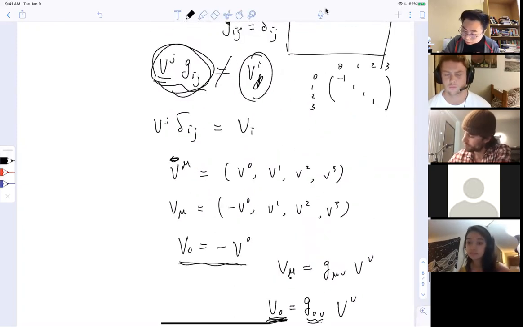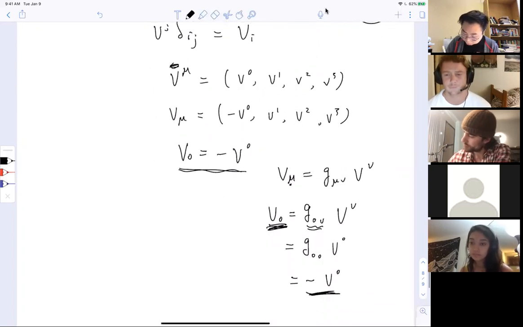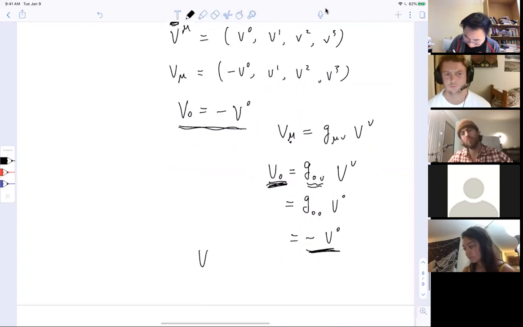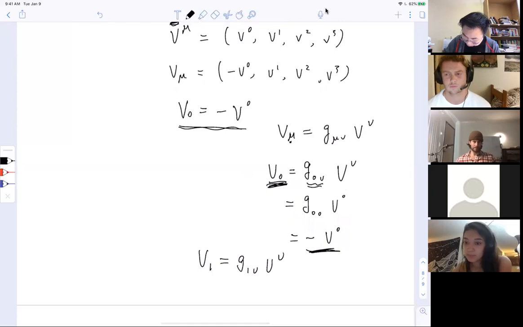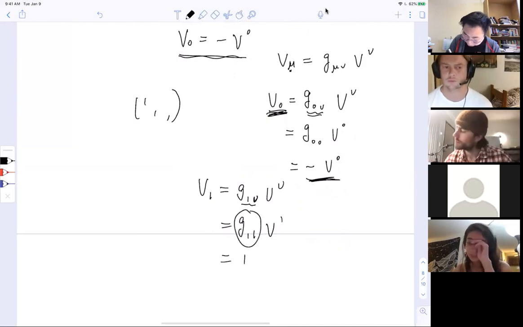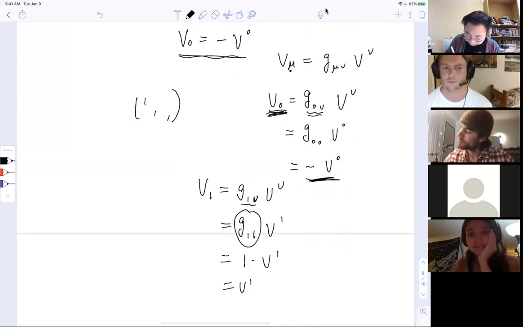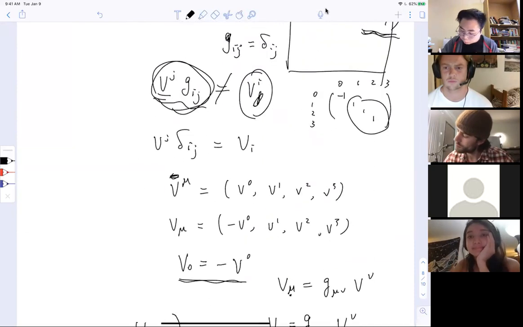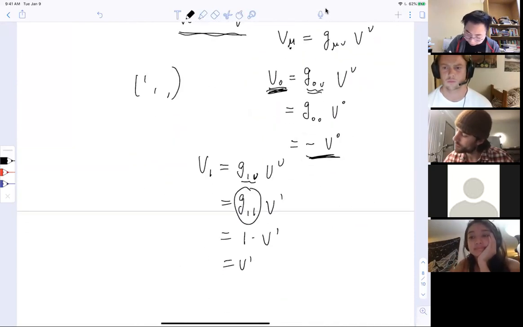In our case, it's always 1, 1, 1, 1. So when you go from the upper index to lower index, for example V_1 equals g_1 nu V^nu. We know that it is diagonal, so this guy can be non-zero only when nu equals 1. But we know that g_11 is 1, so 1 times V^1. They're the same. So if your metric is 1, 1, 1, then it really doesn't matter where you put your index.